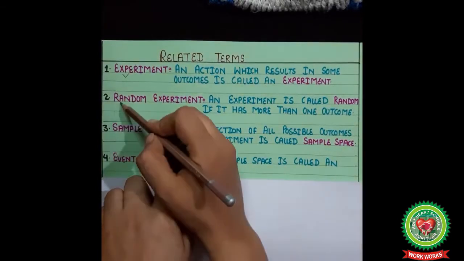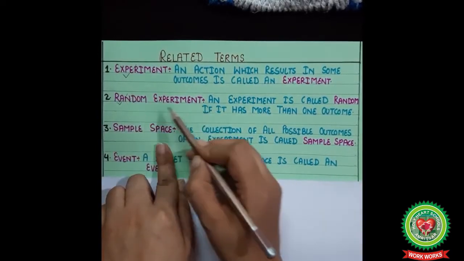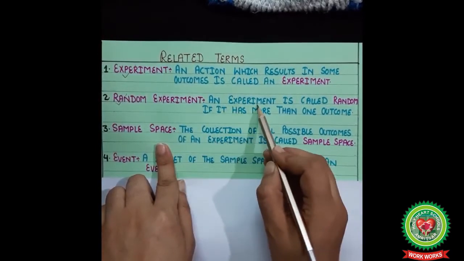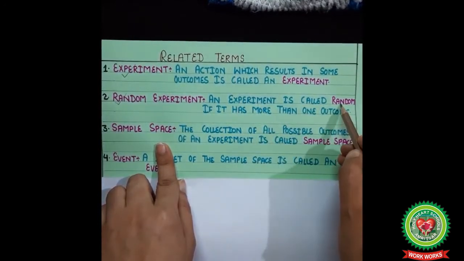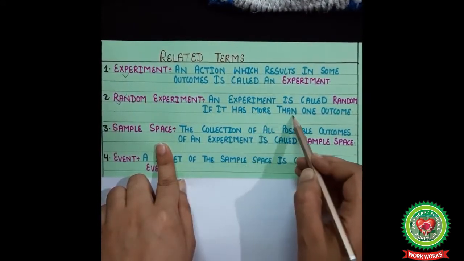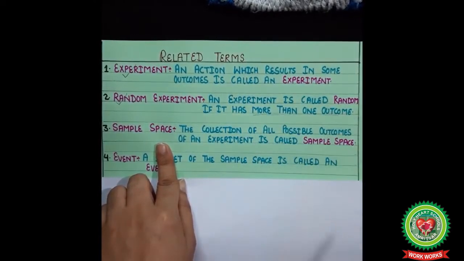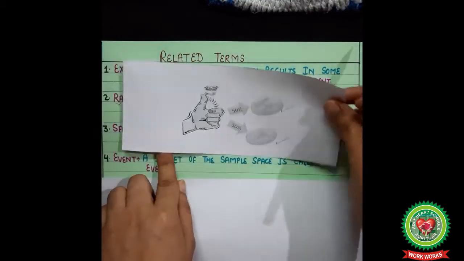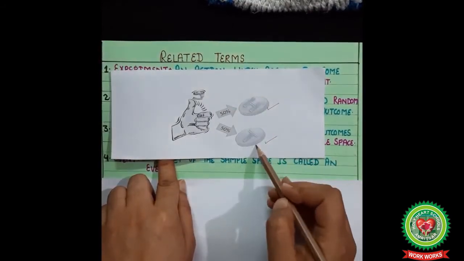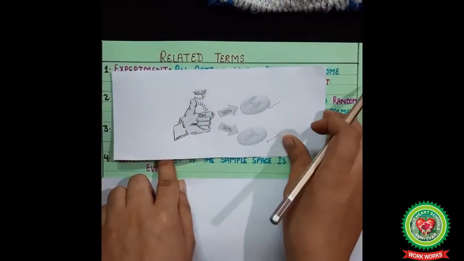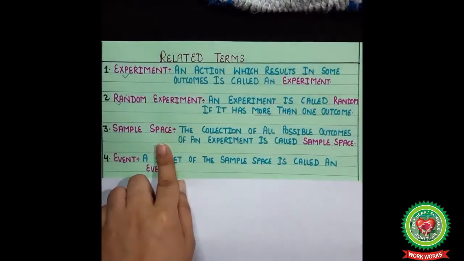Now term number 2, random experiment. An experiment is called random if it has more than one outcome. More than one outcome, as I have shown you just now. Here the outcome was more than one, so it is a random experiment.